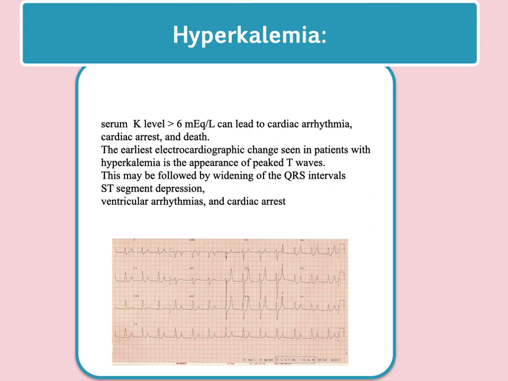During the course of acute post-streptococcal glomerulonephritis, it is very important to recognize the presence of hyperkalemia, and we should take early measures for treatment. An ECG is very important in those patients. The earliest ECG finding will be peaked T waves. This may be followed by widening of QRS complexes and ST segment depression. The patient at a later stage may develop ventricular arrhythmia and even cardiac arrest.